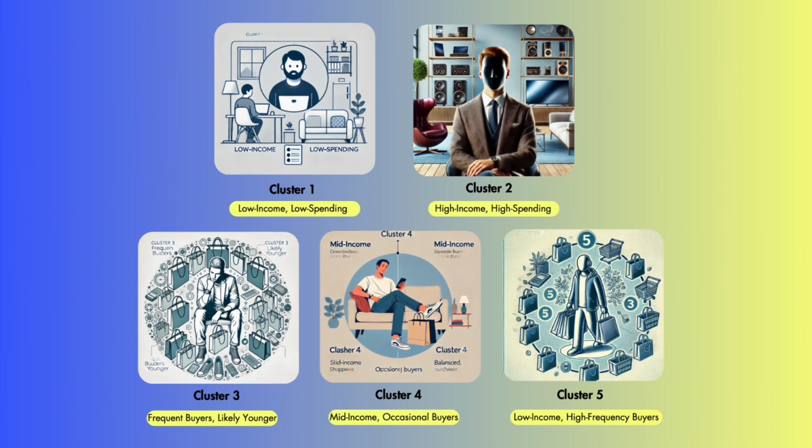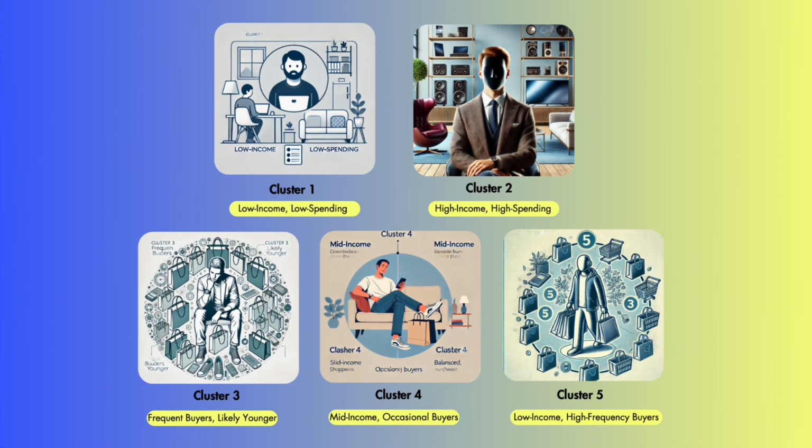Cluster 3, frequent buyers, likely younger, engaging. This trend-driver customer group works best through social media, flash sales, and gamified rewards. Cluster 4, mid-income, occasional buyers. They value seasonal promotions and detailed product reviews. Cluster 5, low income, high frequency buyers, budget conscious. These frequent buyers respond well to flash sales and discounts.